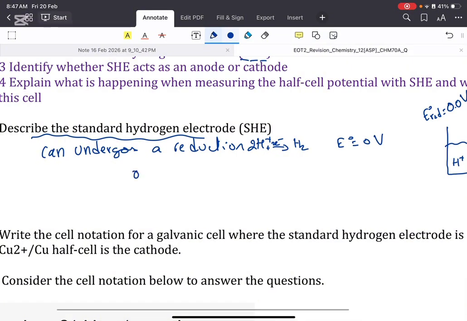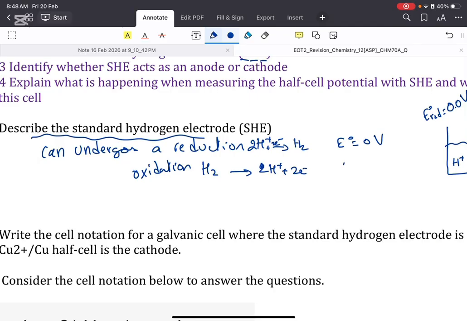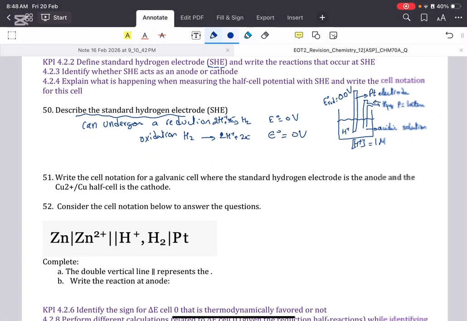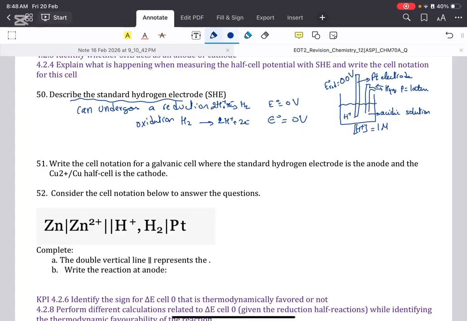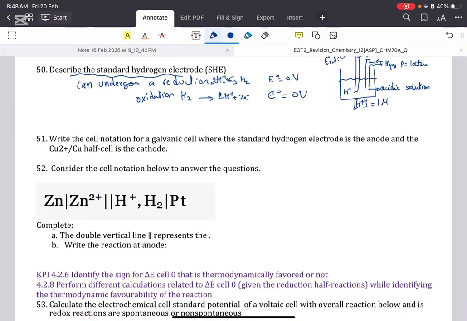And it can undergo an oxidation, and in this case, it's like that. Also, the voltage will be 0. So that's the only one with a voltage of 0. It helps us determine the voltages or the reduction potentials of all the other cells.